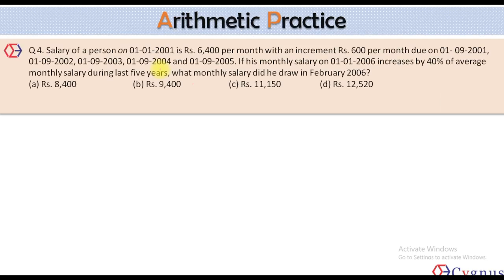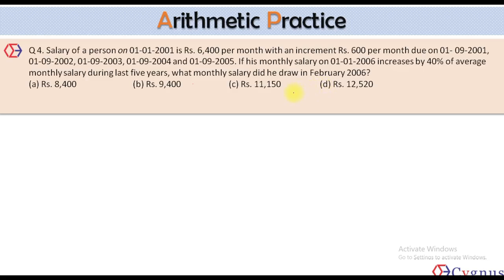Salary of a person on 1st January 2001 is how much? 6,400 per month, with an increment of 600 per month due in September. Every year in the month of September, you'll get an increment of 600 rupees. This will go till what? 2005. Okay. If his monthly salary on 1st January 2006 increases by 40% of the average monthly salary during the last 5 years, instead of that 600 rupees. Last 5 years means 2001 till 2005. What monthly salary did he draw in February 2006?